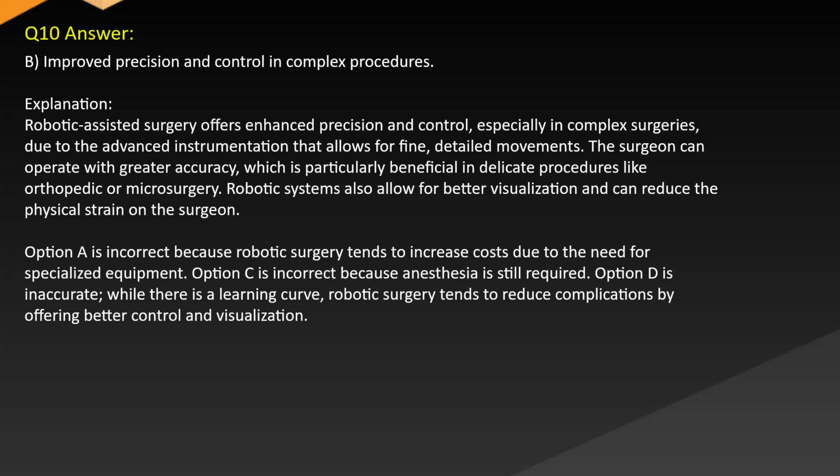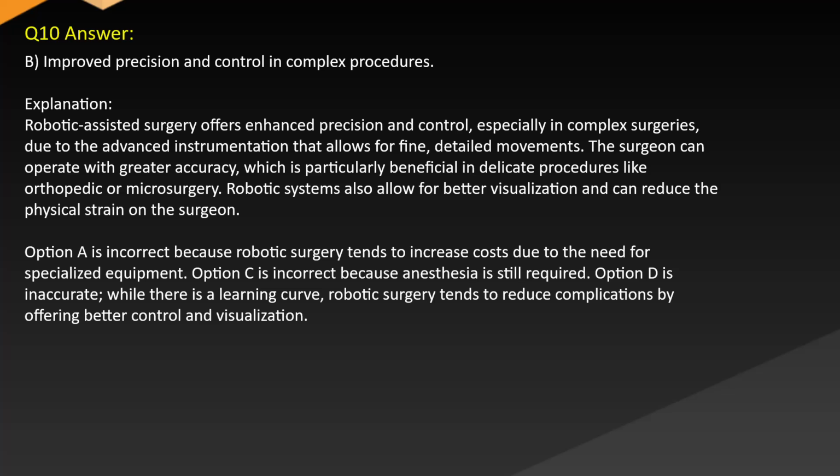Explanation. Robotic-assisted surgery offers enhanced precision and control, especially in complex surgeries, due to the advanced instrumentation that allows for fine, detailed movements. The surgeon can operate with greater accuracy, which is particularly beneficial in delicate procedures like orthopedic or microsurgery. Robotic systems also allow for better visualization and reduce the physical strain on the surgeon.